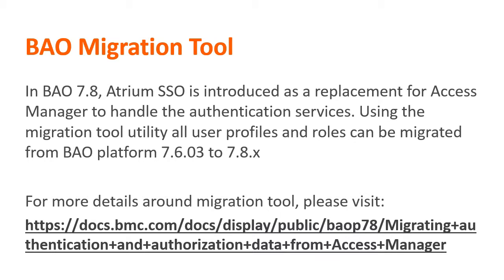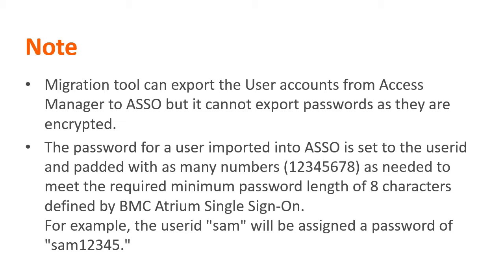In BAO 78, Access Manager is replaced with Atrium Single Sign-On to handle all the authentication needs. Using the migration tool, you can migrate all your user profiles and roles from Access Manager to the Single Sign-On platform. A quick note: the migration tool can only export the user accounts and roles from the Access Manager to SSO. However, it cannot export the user passwords as they are stored in an encrypted format.